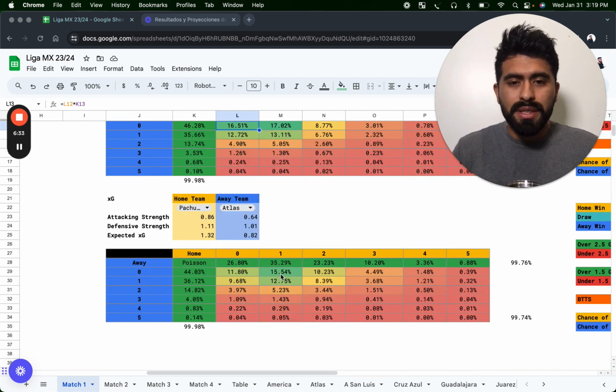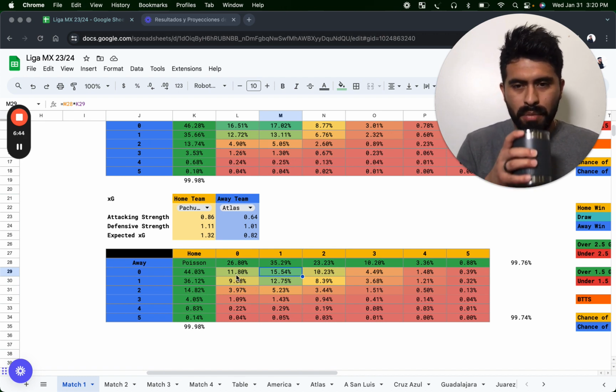Expected goals model, we see here that, again, the highest probability here on this heat map is 15% for a 1-0 game. Again, the second highest is a 0-0 game.